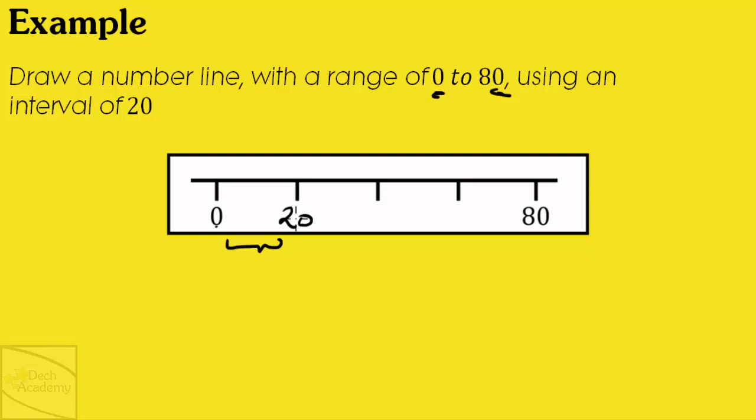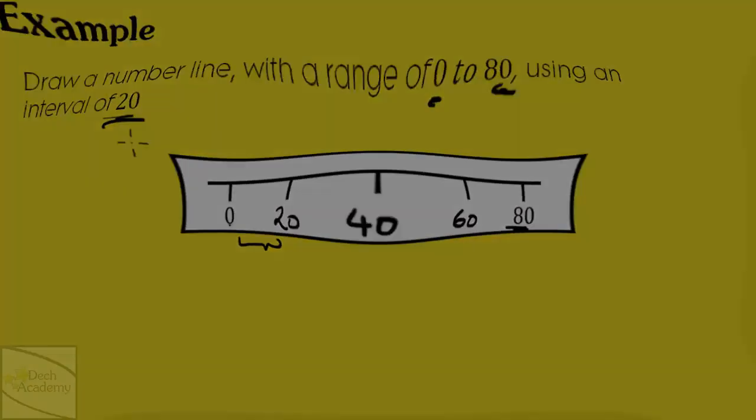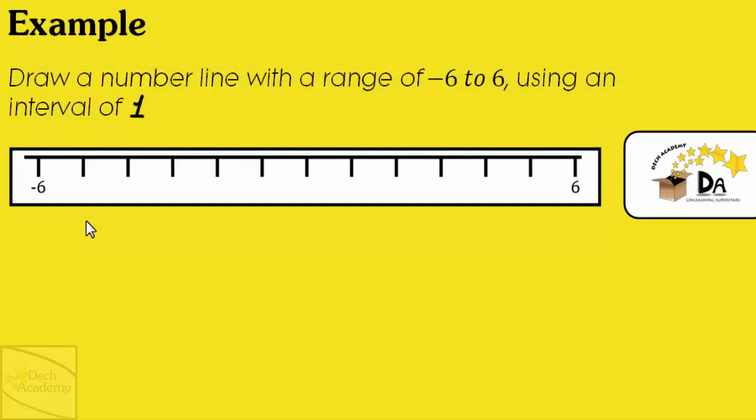To get the next number, I add the interval. 20 plus 20 is 40. To get the next number, I add the interval. 20 plus 40 is 60. And you can see that to get the next number, if I add 20, I get 80, which I've already written as the range. So this is a complete number line with a range of 0 to 80 and an interval of 20.